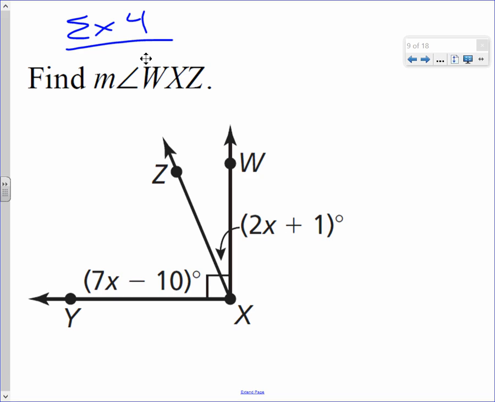Find the measure of angle WXZ. Notice that. Find the measure of angle WXZ. Again, if you lost any room on the back of that page, just add another piece of paper to your notes. This is example 4. Find the measure of angle WXZ.